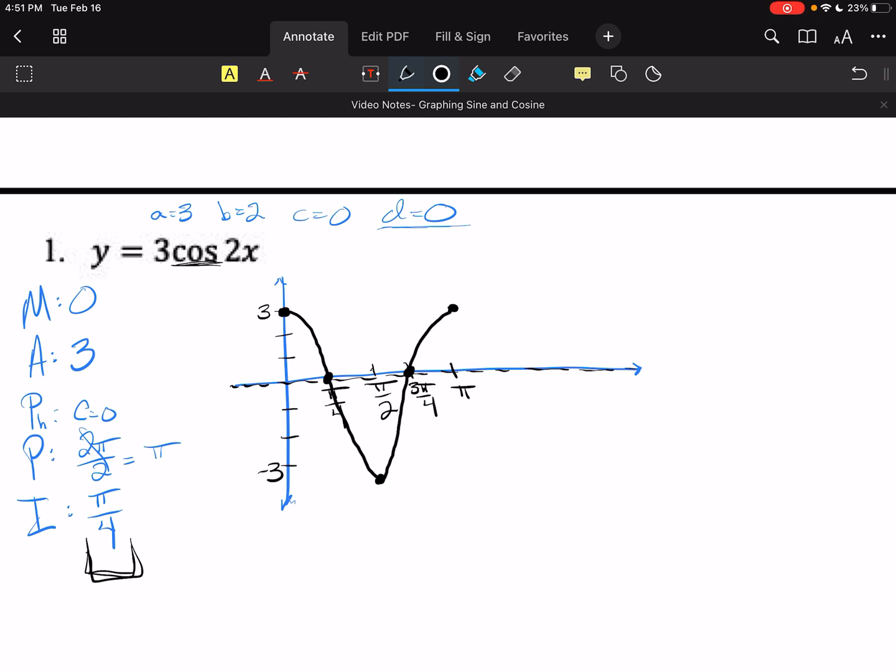Now you could continue, right? Just to show you, 5 pi over 4. And then you could keep going in both directions, right? But for now, we're just going to focus on graphing one period, all right?